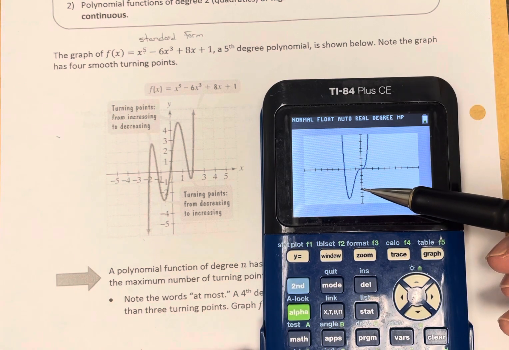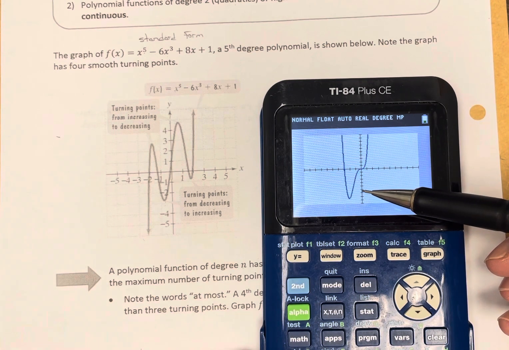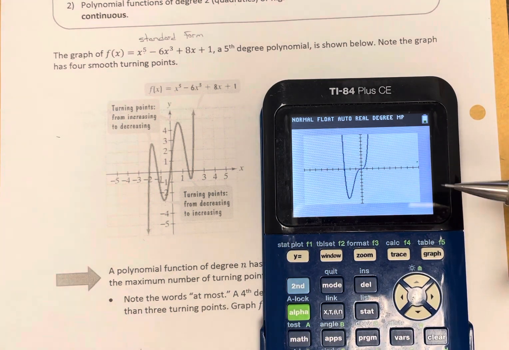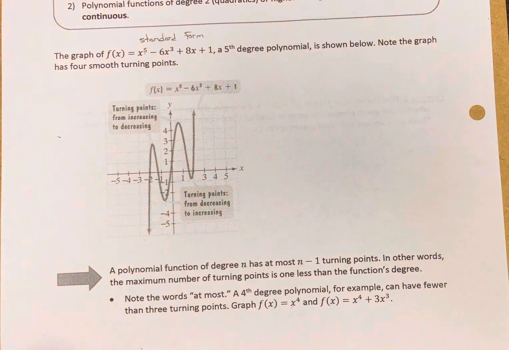So again, note the words at most. A fourth degree polynomial can have at most 3 turning points, but it could have 2 or it could have 1. So, recap: if you have a polynomial of degree n, it has at most n minus 1 turning points, which is one fewer than the degree.